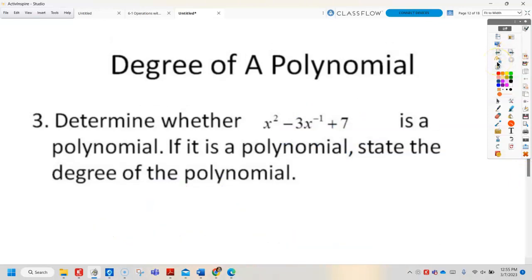Okay, number 3 is set up to trick you in the sense that this does not look like it contains division at first glance. However, if you reorganize that to follow your rules, you end up with 3 divided by x because x has a negative exponent. Therefore, this is not a polynomial. This is actually what we call a rational because it has x in the denominator. So this is not a polynomial.